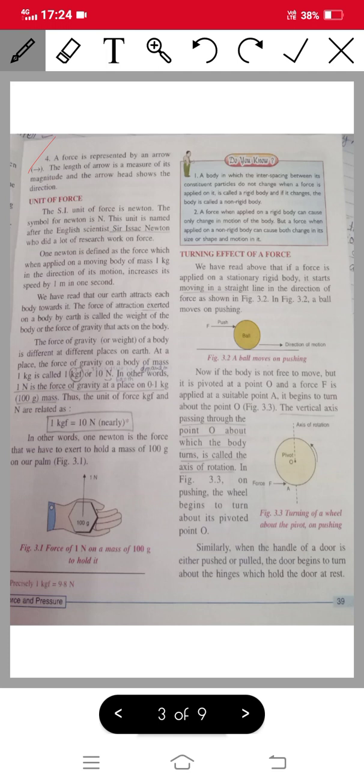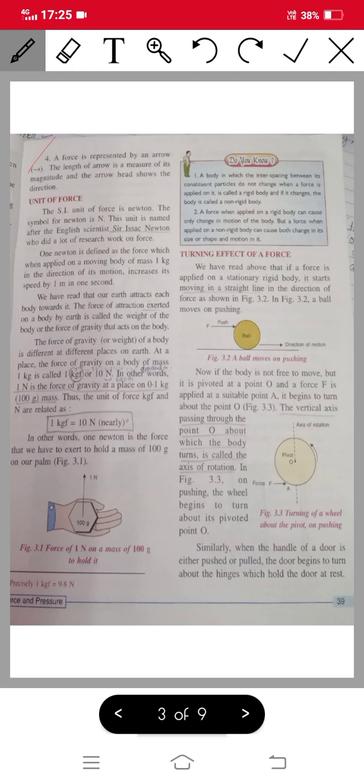As Sir Isaac Newton discovered force, the SI unit of force is Newton. When a 1 Newton force is applied on a 1 kg object, there is an increase of 1 meter per second in the motion of the body. For example, if a 1 kg object was moving at 20 meters per second, but after giving force it started moving at 21 meters per second, then 1 meter per second is increased in its speed.